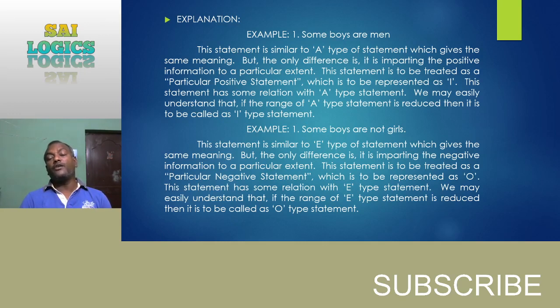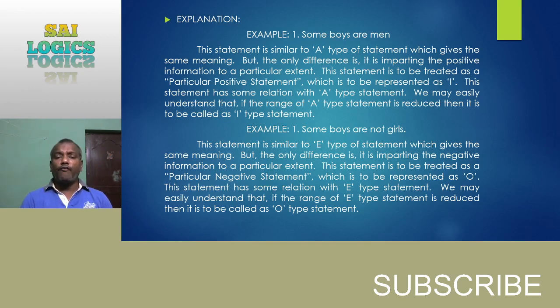So this can also be treated as "some not," which is obtained when we reduce the statement "no." If "no" is reduced, then it will come down to "some not." It will give negative information to a particular area. So this is to be called a particular negative statement. In other words, we will call it a particular negative statement, and the statement is represented with the letter O.